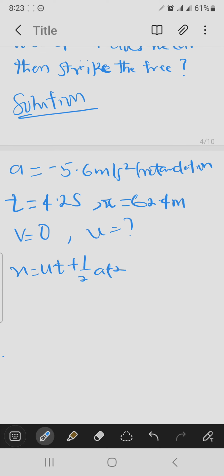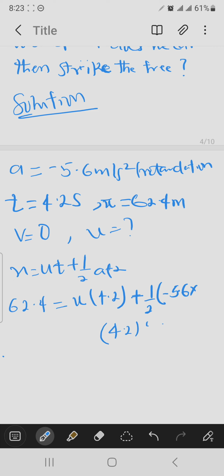Doing this, your x is going to be 62.4. Your u is going to be unknown, into bracket t, which is 4.2 seconds, plus 1 over 2 into bracket, what is your a? Minus 5.6, multiplied by what's your t squared? It will be 4.2 squared.